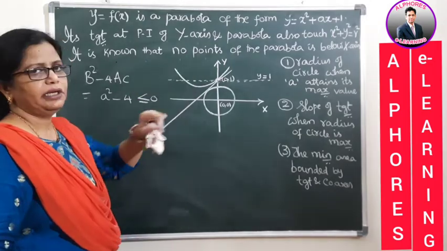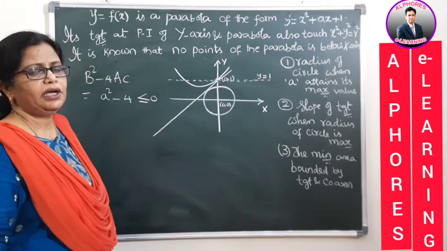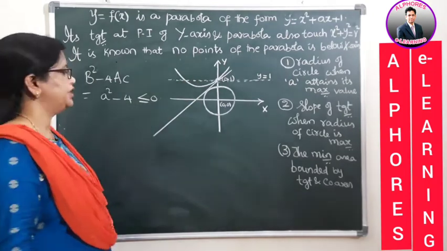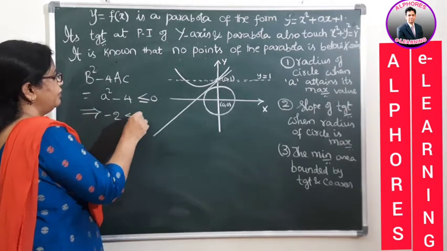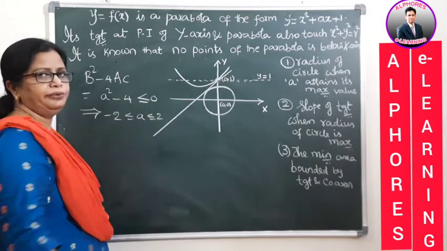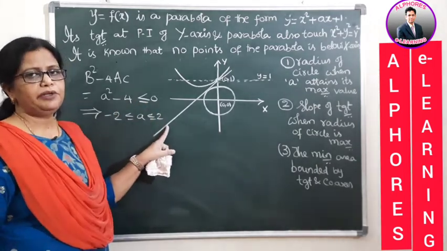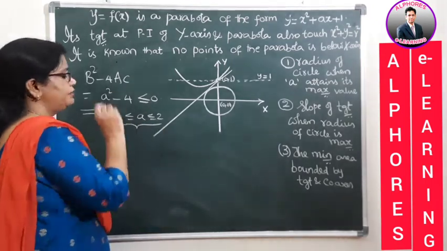They mentioned clearly below, which implies it may touch, or else it may be completely above, because the x square coefficient is positive. That implies minus 2 is less than or equal to a, which is less than or equal to 2. So the minimum value of a is minus 2 and the maximum value of a is plus 2. So this value we have decided.